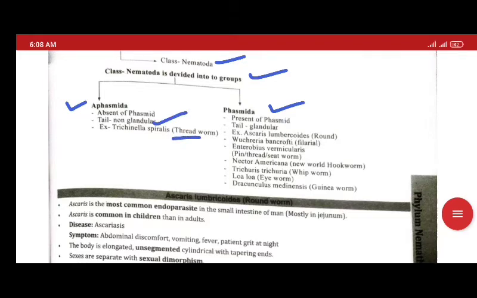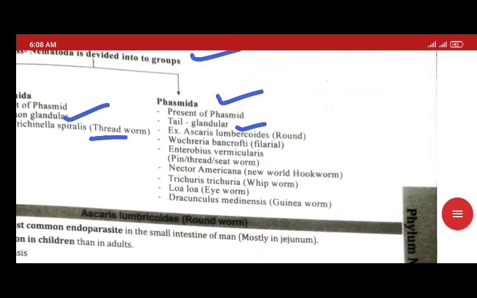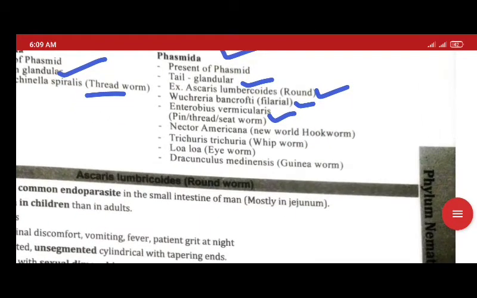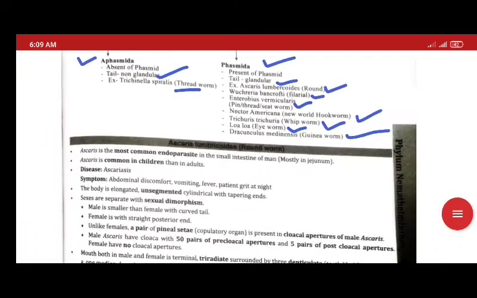Example is threadworm, and phasmida contain tail is glandular or sensory, and example is roundworm or Ascaris lumbricoides, Wuchereria bancrofti means filarial worm. Now Enterobius vermicularis, pin or thread or seatworm, Necator americanus, New World hookworm, Trichuris, whipworm, Loa loa, eyeworm, Dracunculus medinensis, guinea worm. This all belongs to what, parasitic nature.